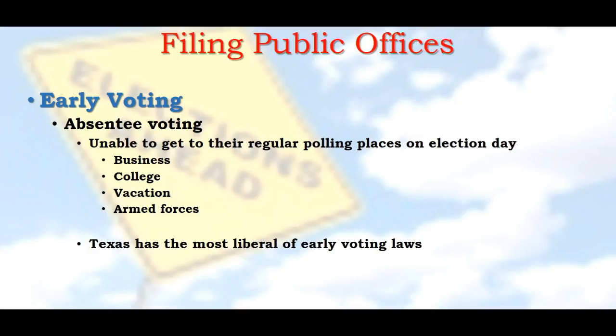Another form of early voting has spread among the states in recent years. In an effort to make voting more convenient and increase voter turnout, a third of the states now allow voters to cast ballots over a period of several days before an election, not as absentee ballots, but as though they were voting on election day itself. Texas has the most liberal of these early voting laws. There, any registered voter can cast his or her ballot up to 17 days before any primary or general election.